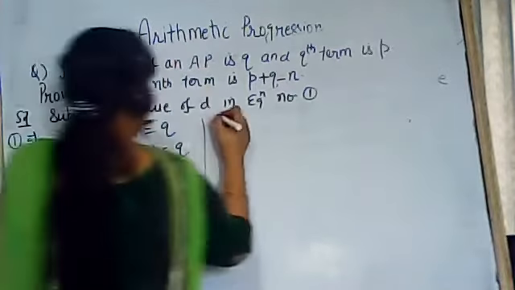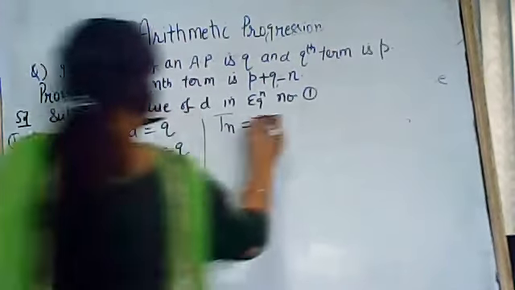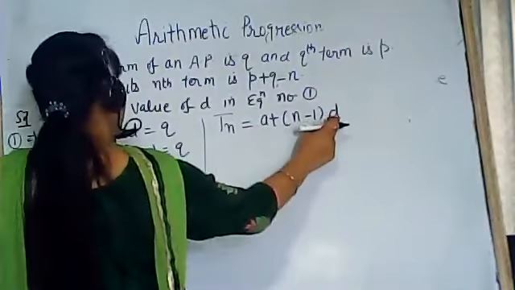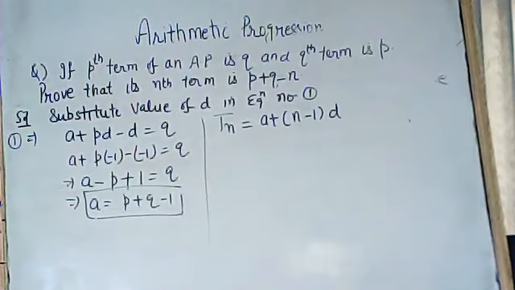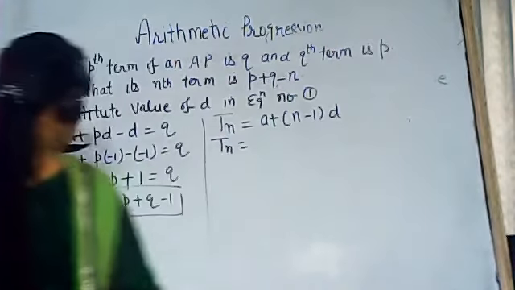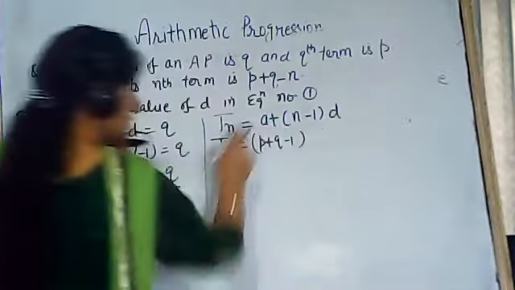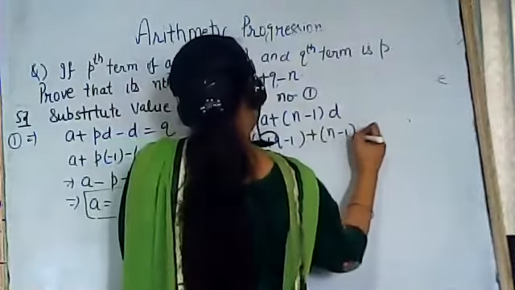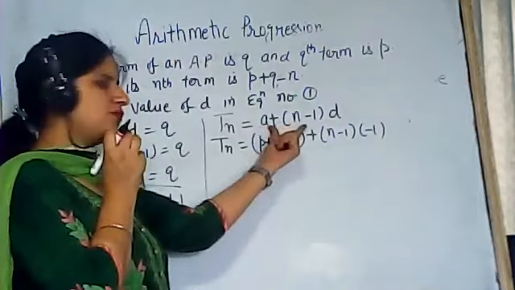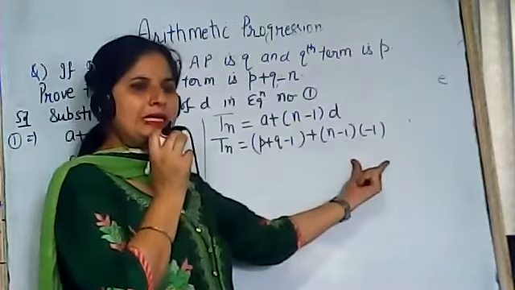Now since we want to calculate the nth term, what is the formula for nth term? The formula is A plus n minus 1 into D. A is calculated, D is calculated. Substitute the values of A and D in this formula. So what we get? Nth term, this is equals to, what is the value of A? P plus Q minus 1. This is the value of A. Plus n minus 1. And what is the value of D? This is equals to minus 1. So beta, this is the formula for nth term. And what we have done? We have substituted the value of A and D in this formula.